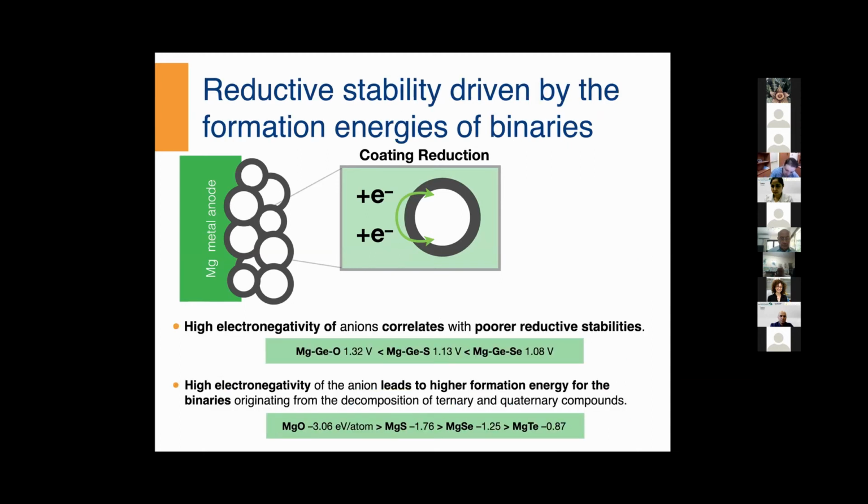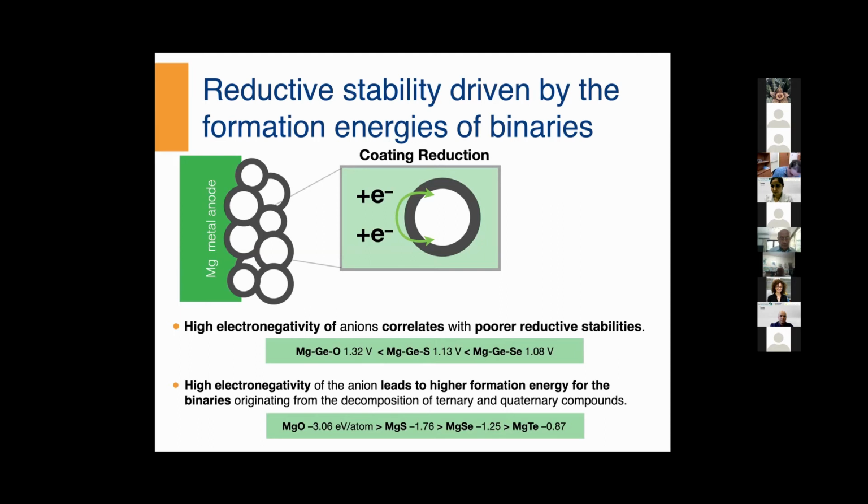Another aspect that is slightly more intricate when you look at the composition product near the anodes is that there is some chemistry that tends to get reduced very easily if the binary connected to the ternaries has a strong formation and a highly thermodynamically driven formation energy.